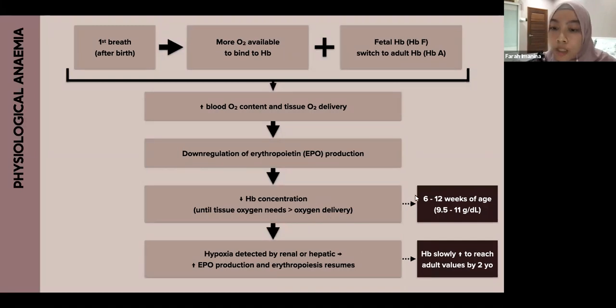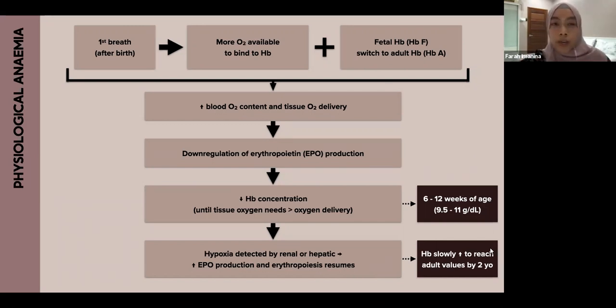Usually this will happen around 6 to 12 weeks of age, where the hemoglobin level can be as low as 9.5 to 11 gram per deciliter. After around 12 weeks, the hypoxic state in the baby will be detected by the renal or hepatic oxygen sensor, and this will trigger an increase in EPO production and resume erythropoiesis. Later the Hb will increase slowly to reach the adult value by 2 years old.